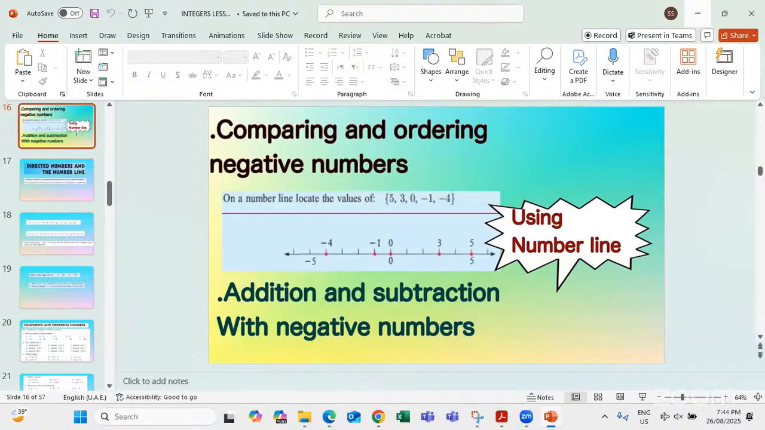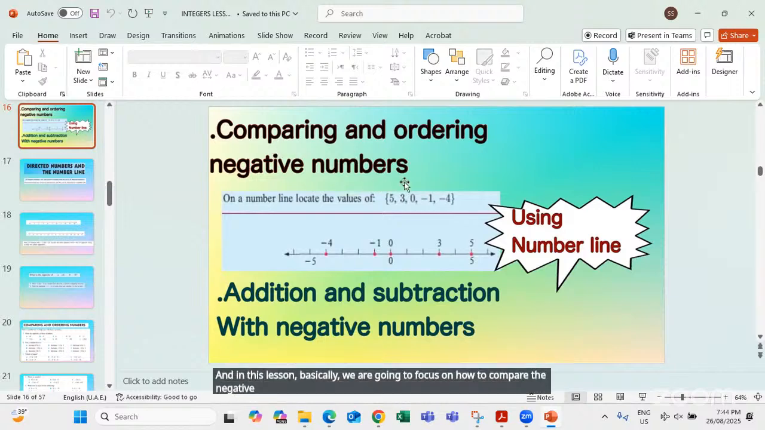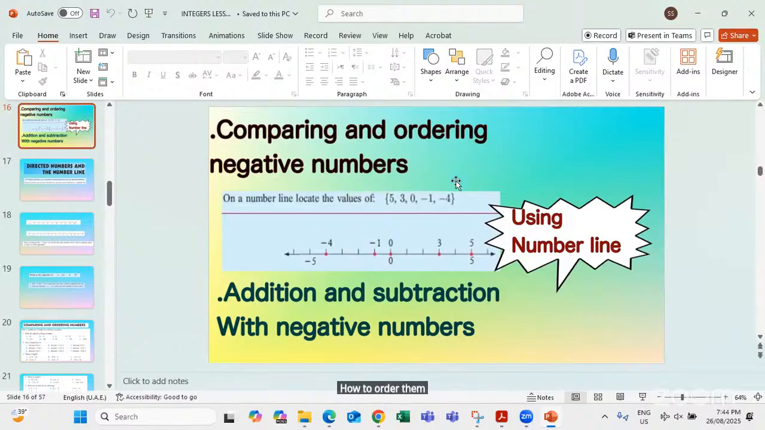Hello everyone. This is the second lesson on the topic of directed numbers. In this lesson, we are going to focus on how to compare negative numbers with positive numbers, and two negative numbers, and how to order them. If we have, let's say, a collection of five numbers, how can we order them using the number line?